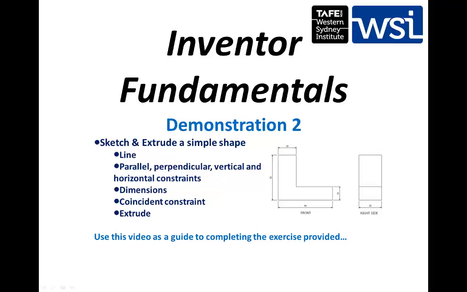In demonstration 2, we'll sketch and extrude a simple shape. To do this, we'll use the line command. We'll also use parallel, perpendicular, vertical and horizontal constraints. We'll apply dimensions and use the coincident constraint in sketch mode before extruding the final form in 3D solid mode.